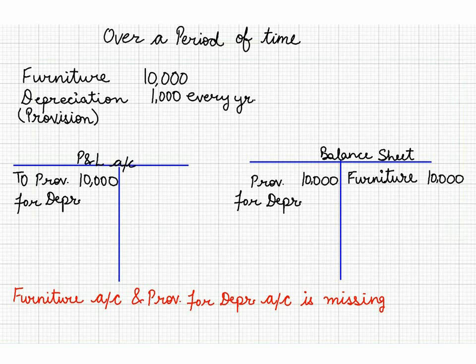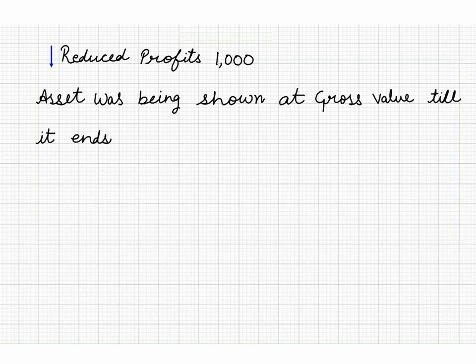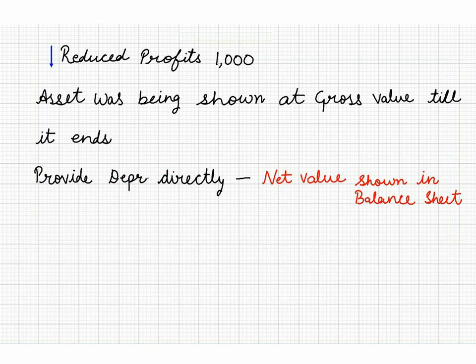But in both approaches, we have reduced the profits by rupees 1,000. The only difference was that the asset was being shown at the gross value till its end when we are providing depreciation through provision. But if we provide the depreciation directly, the value of the asset starts decreasing in the balance sheet on the asset side. It means we show the net value of the asset in the balance sheet. So this is the main difference.